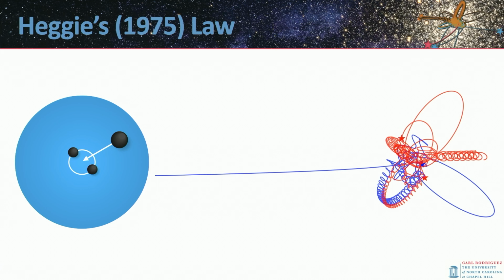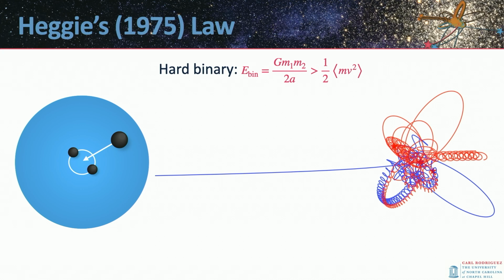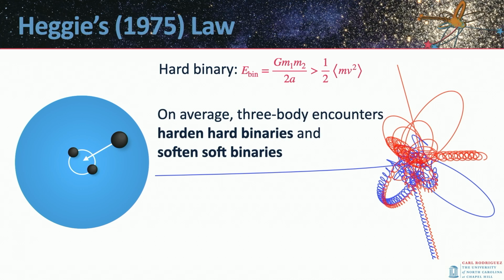And even though this is a formally chaotic process, there are two sort of key features that come out of this. The first, and this is due to a monumental paper by Douglas Heggie in 1975, is that hard binaries, that is, binaries with binding energy that is greater than the average kinetic energy of stars in the cluster, will typically harden in these encounters. The hard binaries get harder, the soft binaries get softer.